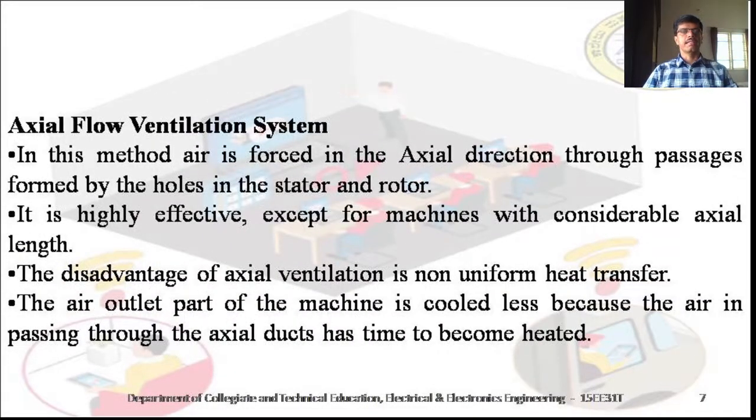So next, one more method is the axial flow ventilation system. In this system, the forced air in the axial direction is passed through the passages formed by the holes in the stator and rotors. We have already discussed that ducts will be provided. Through that duct, the air will be circulated axially, that means parallel to the shaft.